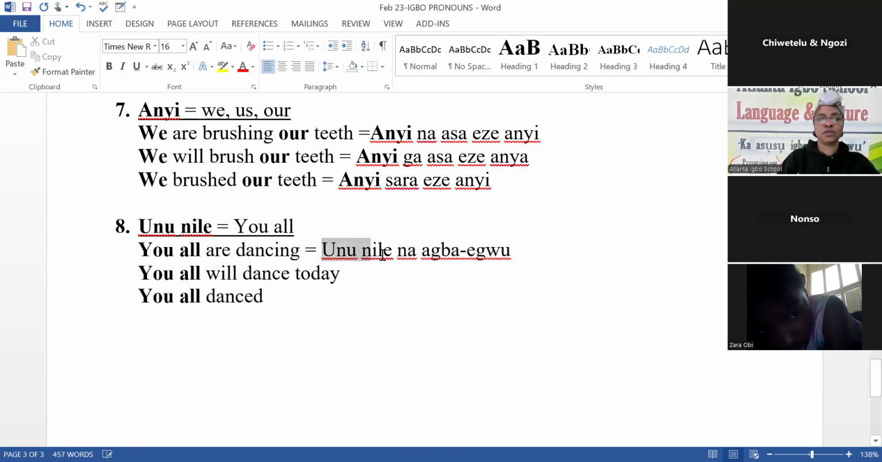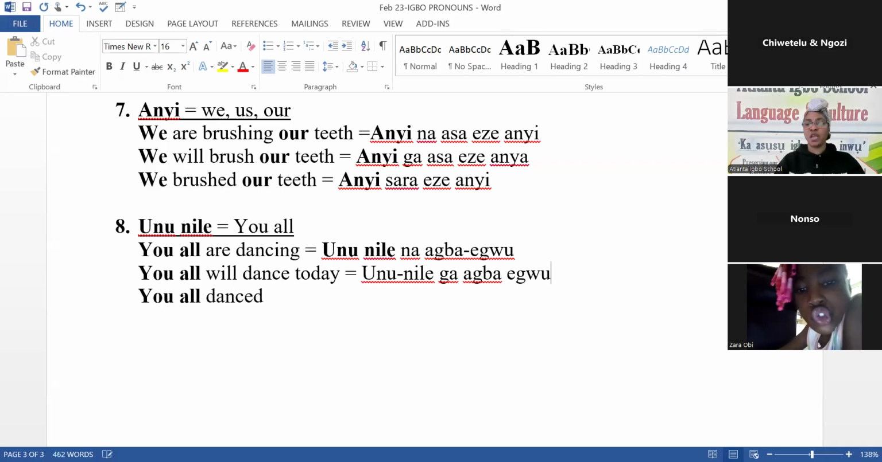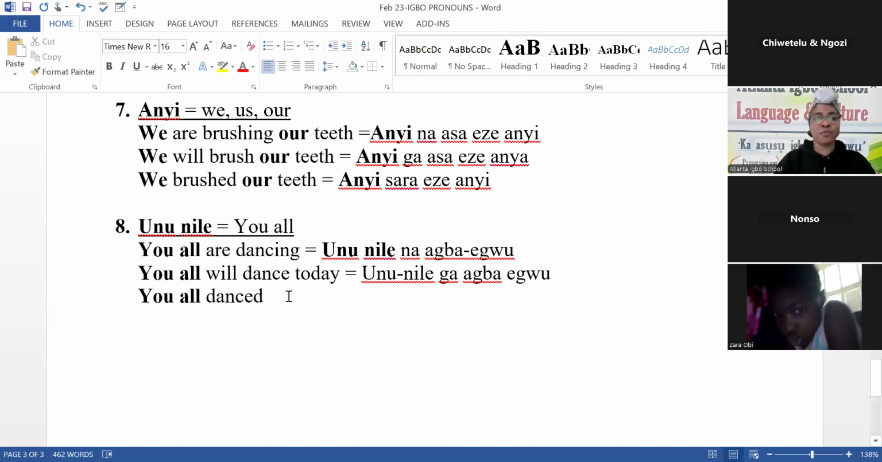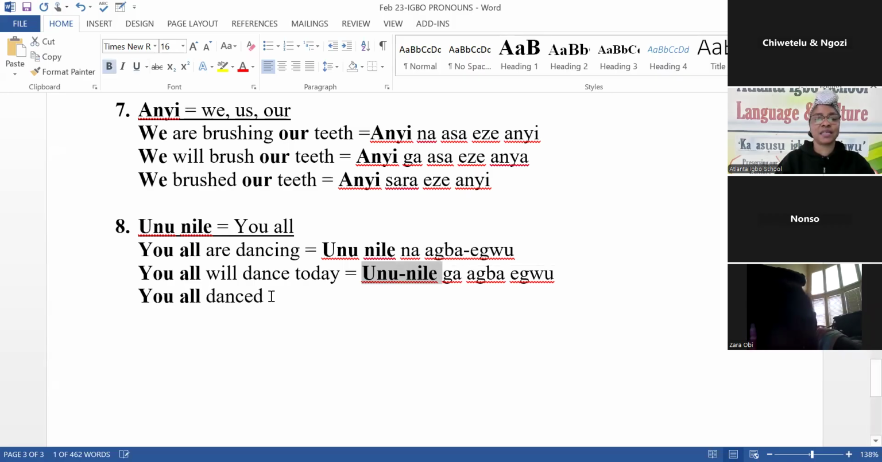Now we have you all will dance. Unu niile ga-agba egwu. Ịgba egwu means to dance. Unu niile ga-agba egwu. Right? Unu niile ga-agba egwu means you all will dance.